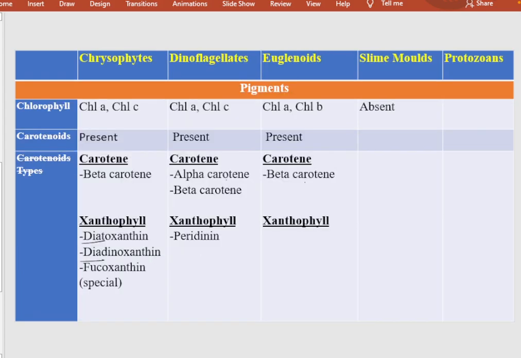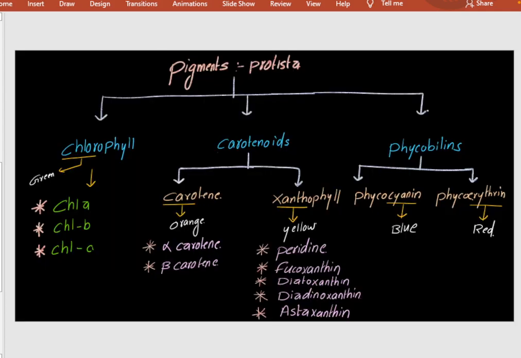Pigments. Before classifying the pigments, you should know about pigments. Generally, pigments are classified into how many categories? Three categories. What are those? First thing is chlorophyll. Here it is absent actually. Here also it is absent.